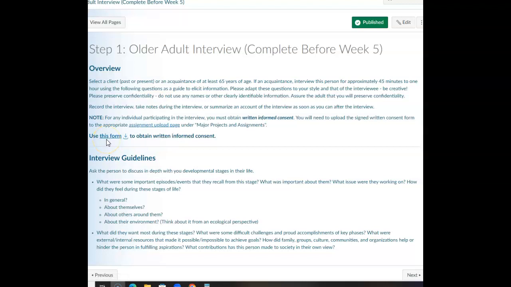a signature. It cannot be an electronic signature. There's a particular word for the type of signature I'm thinking about, but I can't recall it. But they must actually sign their signature on the form. And you need to make sure the form is completely filled out, and then you can upload it. There is a space under Canvas to upload.